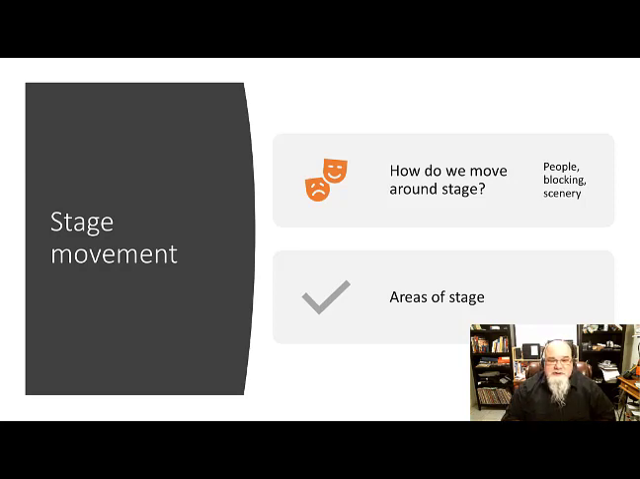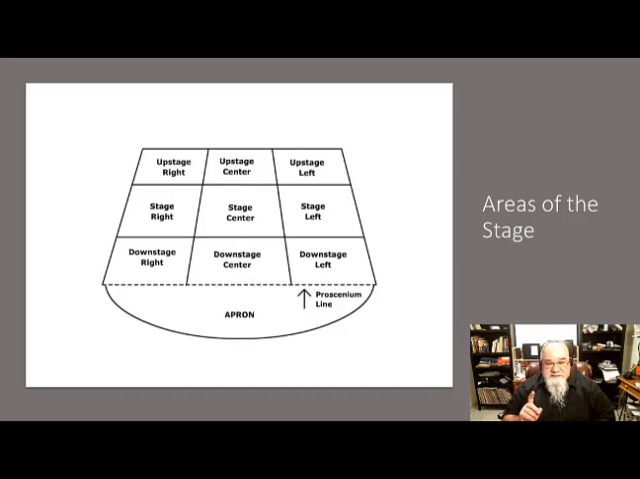Now, stage directions are based on the actor standing on stage facing the audience. When he is standing on stage facing the audience, everything to his right is called stage right. Everything to his left is called stage left. So if you want an actor to move to his right, you say stage right. If you want to move to the left, you say stage left. It is always going to be the same direction.